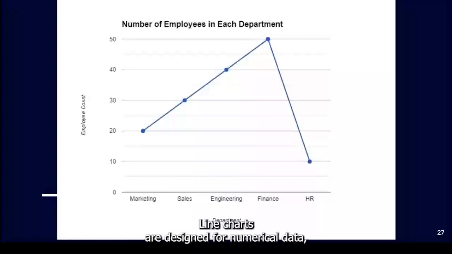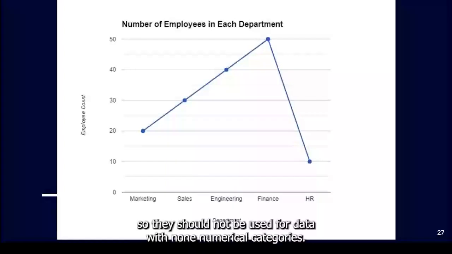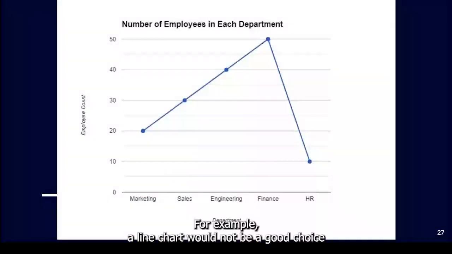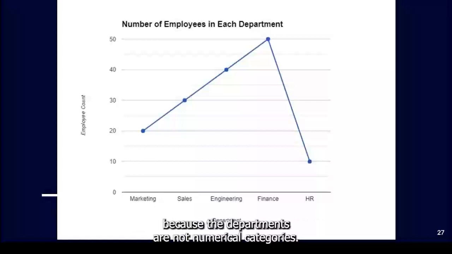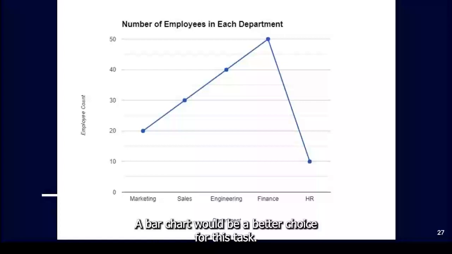Data with non-numerical categories. Line charts are designed for numerical data, so they should not be used for data with non-numerical categories. For example, a line chart would not be a good choice for showing the number of employees in each department because the departments are not numerical categories. A bar chart would be a better choice for this task.